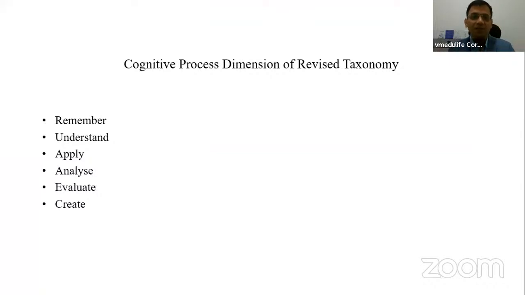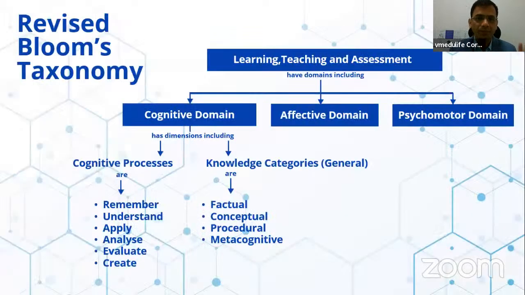Now this is the revised version: remember, understand, apply, analyze, evaluate, and create. The earlier one is the old version, but nowadays we are following these six subdomains of the cognitive level. The picture will clarify this for us.